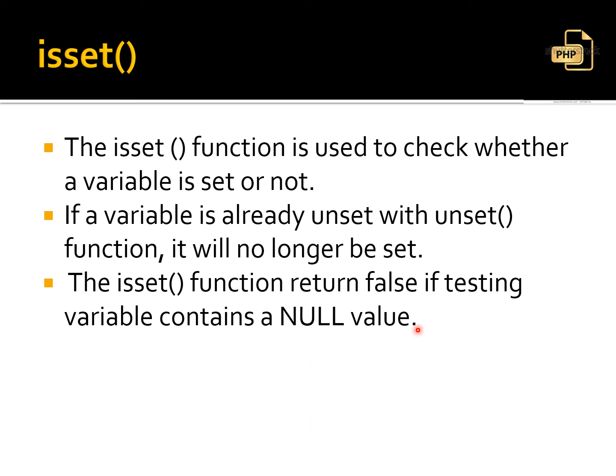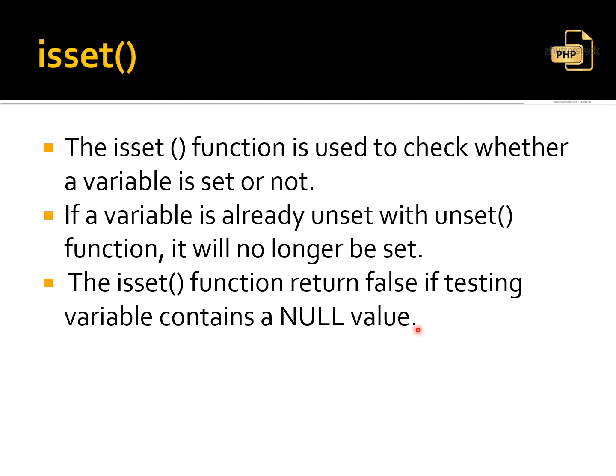Unset is a function which is used in PHP for deleting the value associated with a particular variable. So unset is a function used in PHP for removing a value associated with a variable. After removing the value, the variable has the null data type.